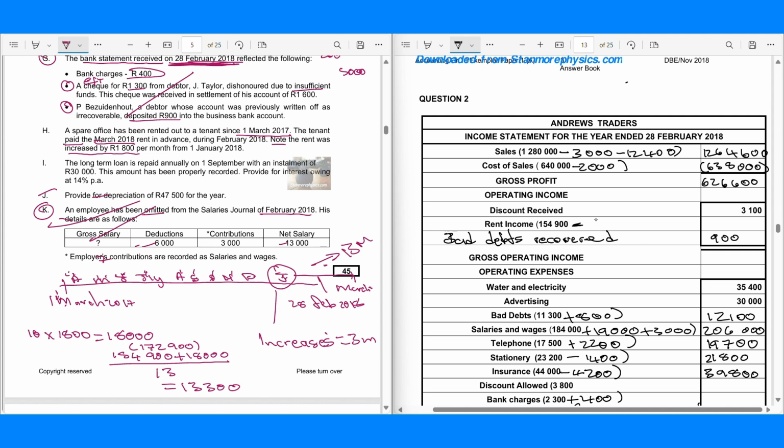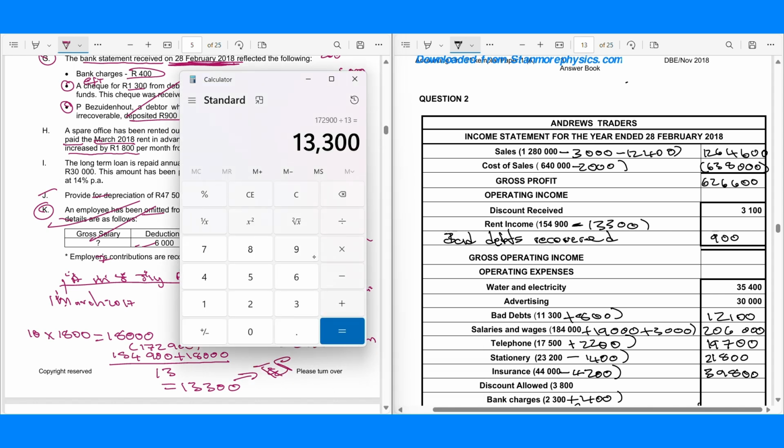So we are going to minus that 13,300. So this is deferred income received in advance. This one is recorded in your balance sheet under trade and other payables. So you must know that when you are doing your homework. So minus 154,900. You get this.